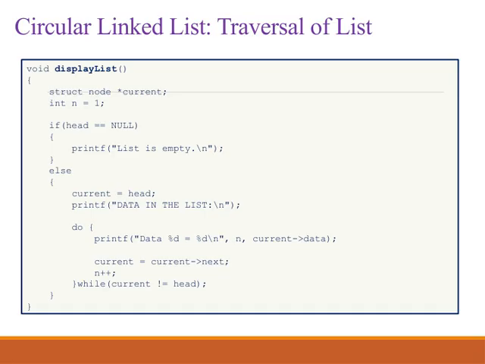We then enter a do-while loop, which ensures that we visit each node at least once. Inside the loop, we print the data stored in the current node, then move to the next node by updating the current pointer. We keep track of the node count with the variable n, which increments with each step. The loop continues until we circle back to the head node, completing one full traversal of the circular list.